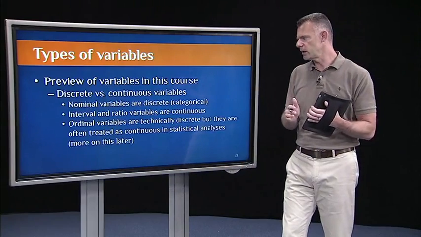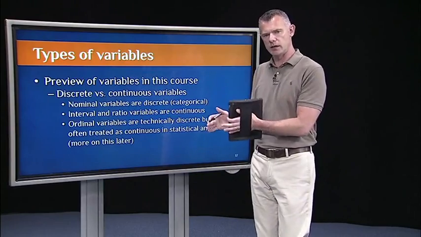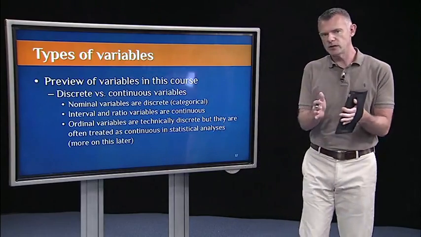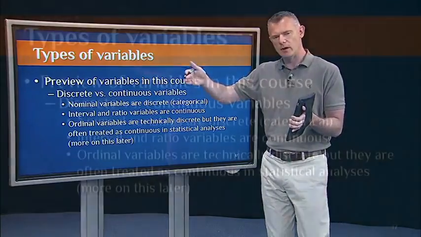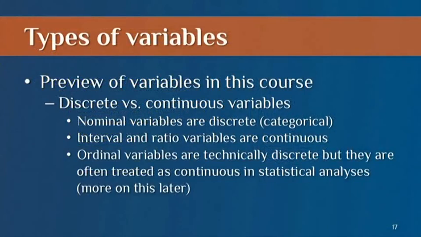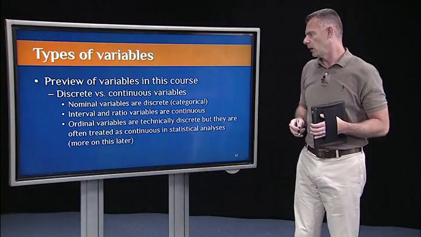And finally, it's important to keep track of whether your variables are discrete or continuous. What I mean by discrete variables are examples like the nominal variables. There are discrete categories, separate categories. Whereas continuous variables are like the interval and the ratio type, where there's just a continuum. So we have this scale on, say, an intelligence test, and it's just a continuum.